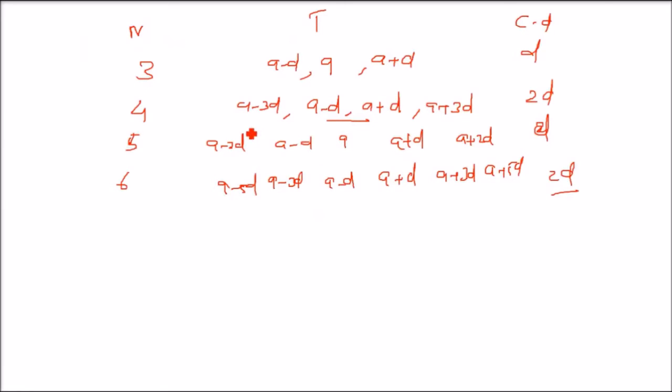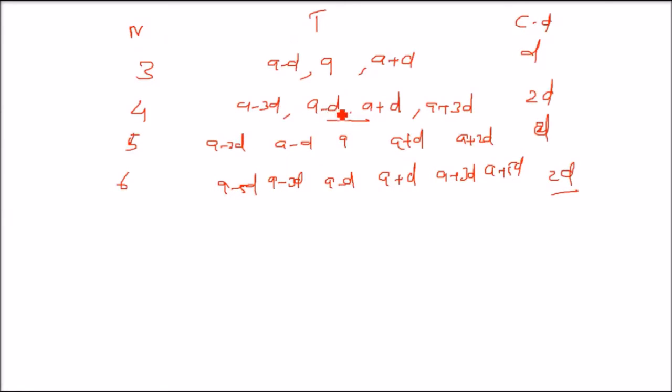Find 4 numbers in AP whose sum is 20 and the sum of their squares is 120. Find the 4 numbers in AP. So the sum is 20, the sum of squares is 120. So how to take these 4 terms? We have to take 4 terms.